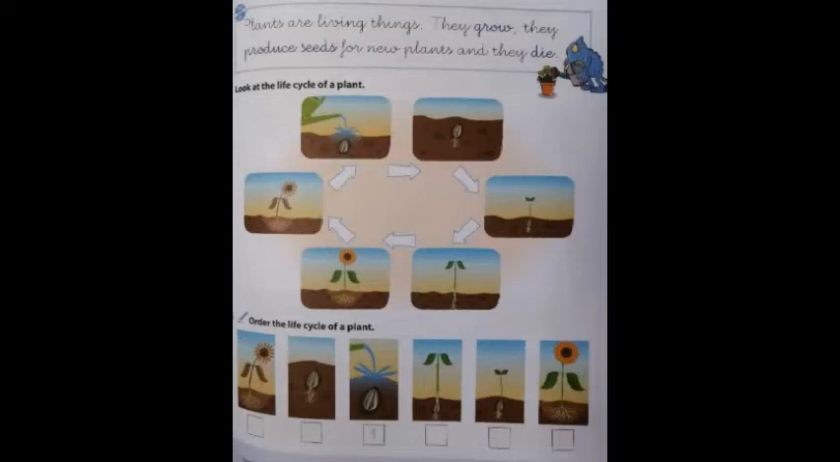Number 6, order the life cycle of a plant. Okay, my dear, you have number 1 done for you. So now, please continue with the rest of the activity. Send a picture to me.